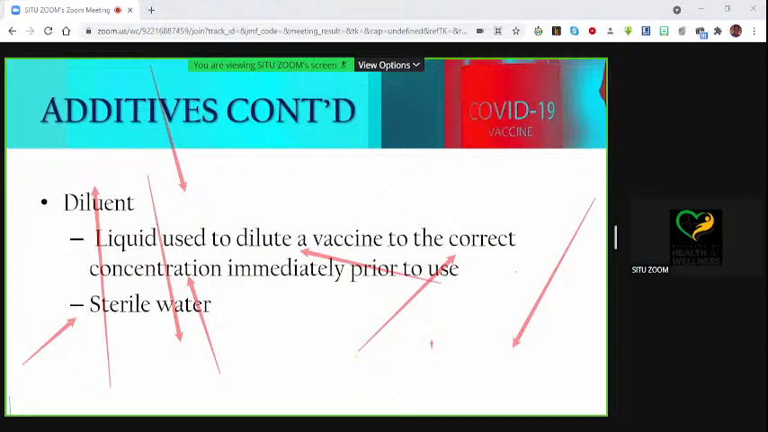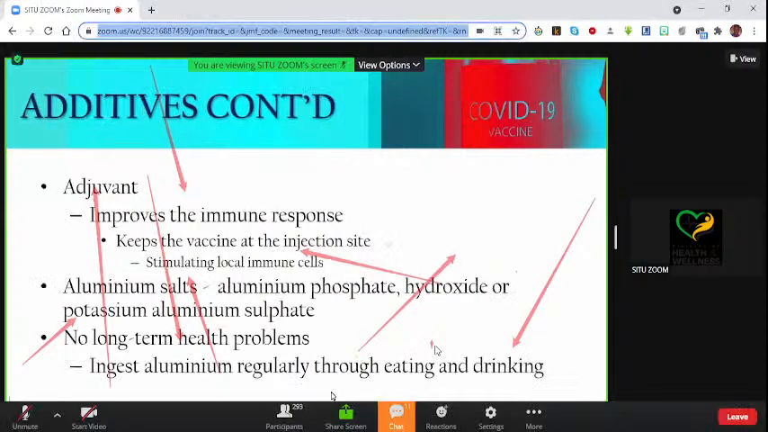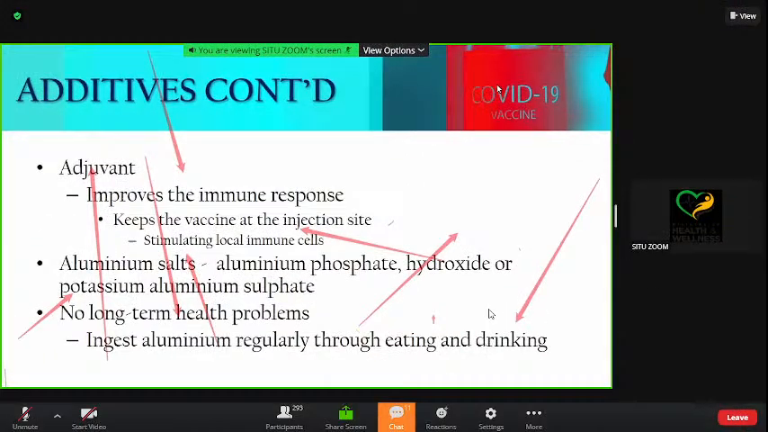We have other things now called adjuvants, and these are good because they actually help to improve the immune response. They keep the vaccine right at the injection site. They're responsible for that pain and tenderness that we get, because it is telling the body that, yes, it's time to go and make those germ fighting tools. There are also some aluminum salts that are present, but again, same as in the food that we normally eat and drink, in those quantities.